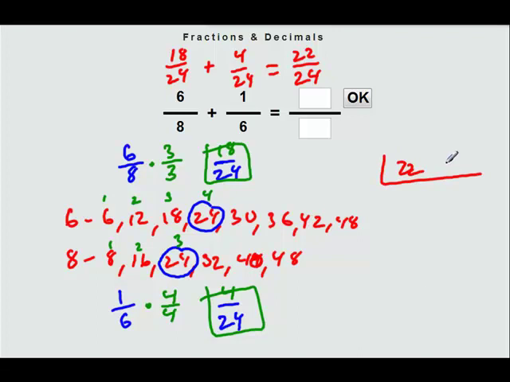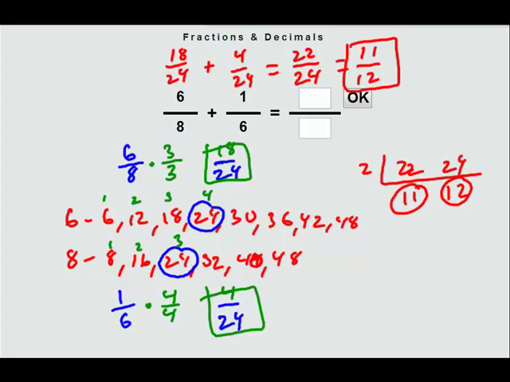22 over 24. The lowest prime is 2. 2 goes into 22 11 times. 2 goes into 24 12 times. These numbers are consecutive, and it lets me know that my simplified fraction is 11/12. So what we found is that 6/8 plus 1/6 equals 11/12.